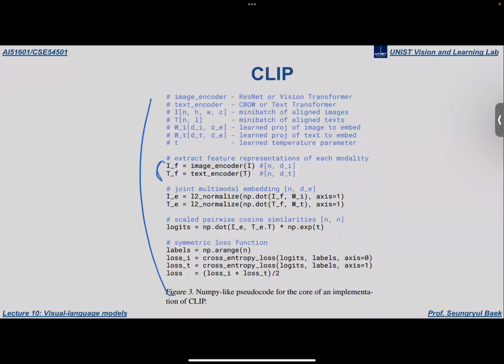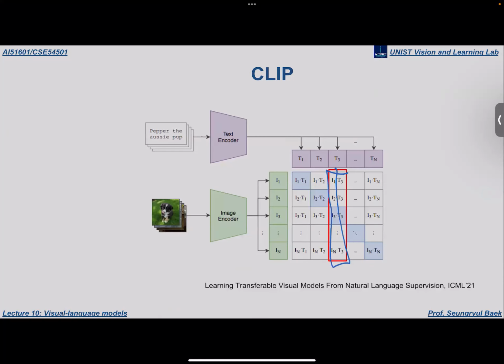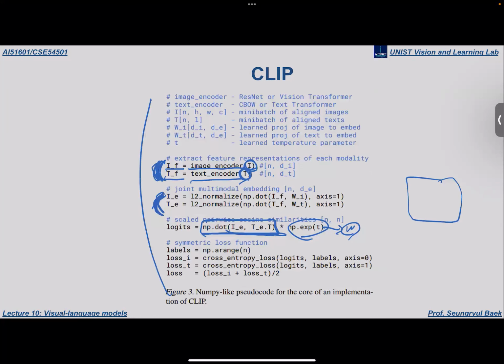So we have an image encoder and a text encoder. We apply image I and text T to the image encoder and text encoder and get an image feature and a text feature, okay? And we normalize them, and we take the dot product of these two vectors and multiply by some scalar weight. This is an n by n array. We can get it from here, right?